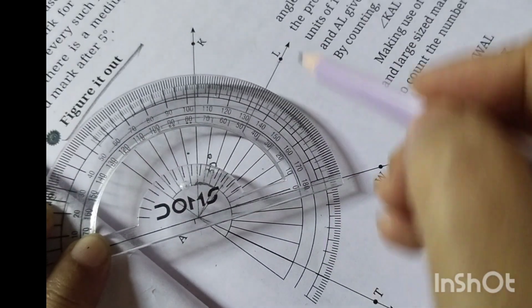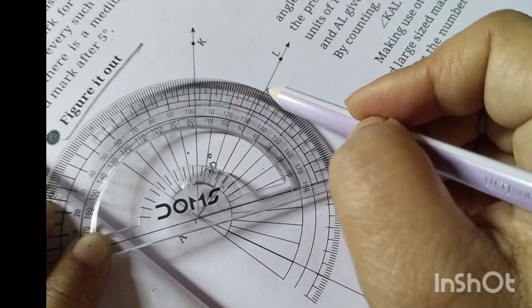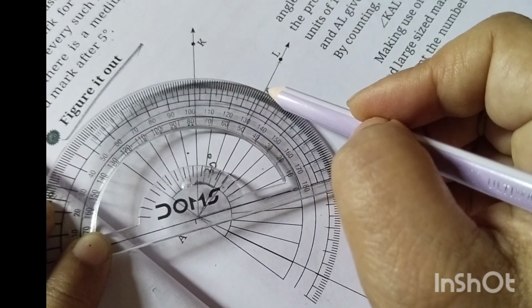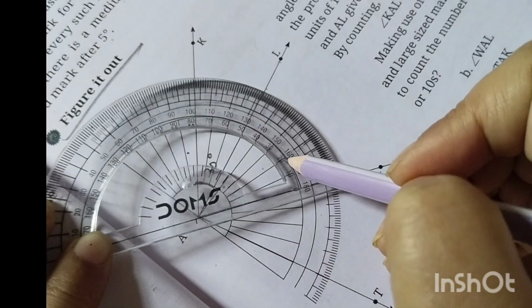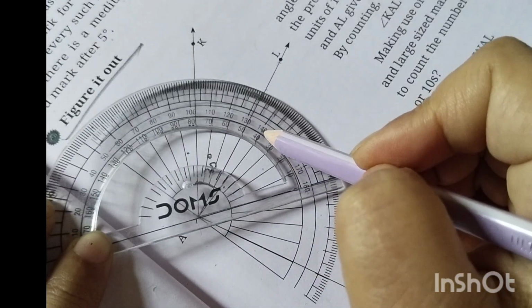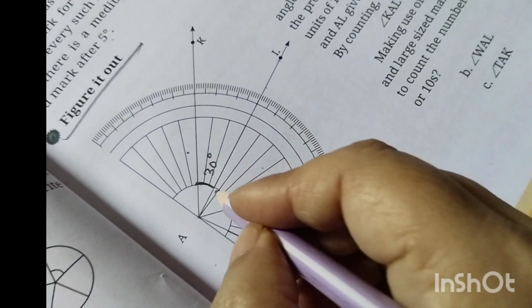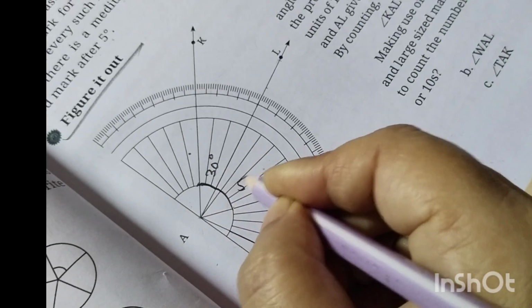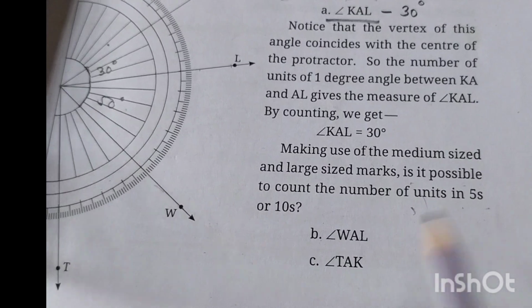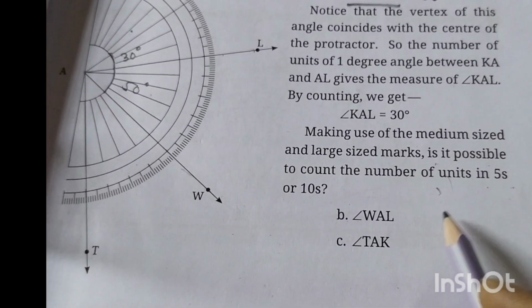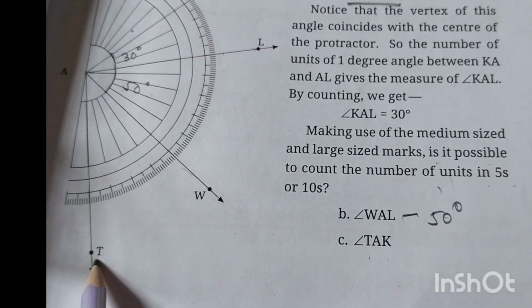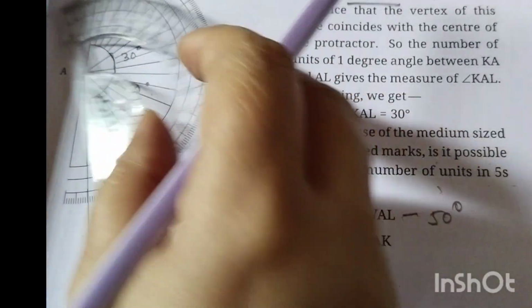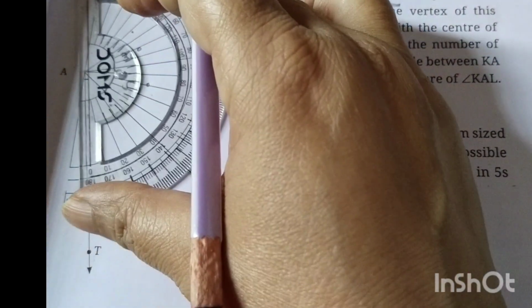Now, here is AL. It is 0, 10, 20, 30, 40, 50. This is 50 degrees. So what about your angle WAL? It is 50 degrees. What about TAK? Very simple.